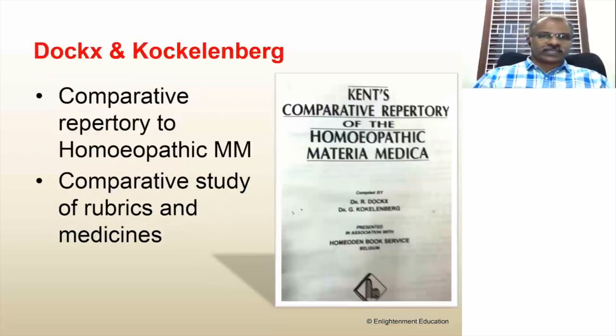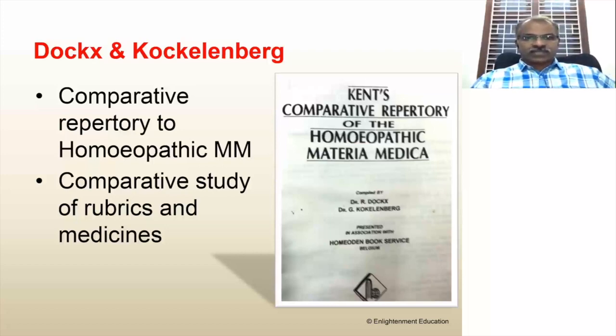Next, another book is by Dokras and Kocklenberg. This is also a very good book for the comparative study of the medicines within the rubric. Comparative study of the medicines within the rubric. Dokras and Kocklenberg. The name of the repertory is Comparative Repertory to the Homeopathic Materia Medica. It's a very good book.